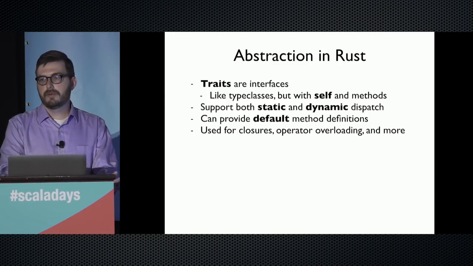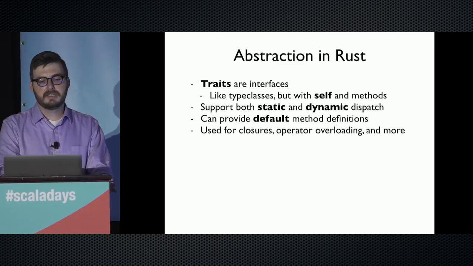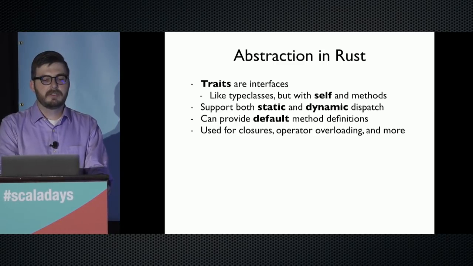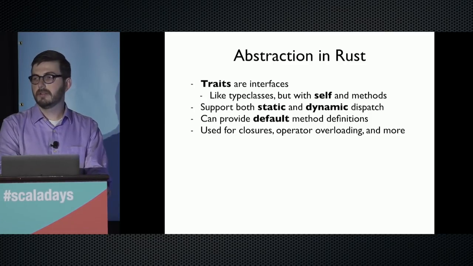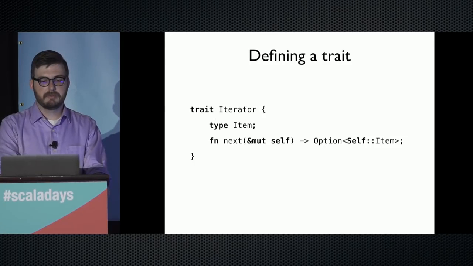And for today, the main point I want to get across is that with Rust, traits give you a way to decide between static and dynamic dispatch. And I'll explain what that means in a second. So here's a simple example of a trait.